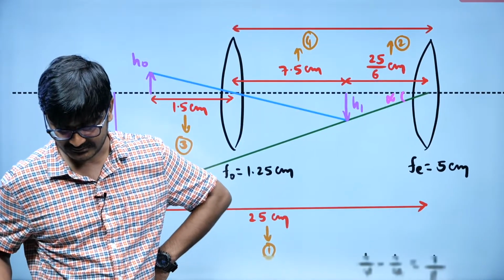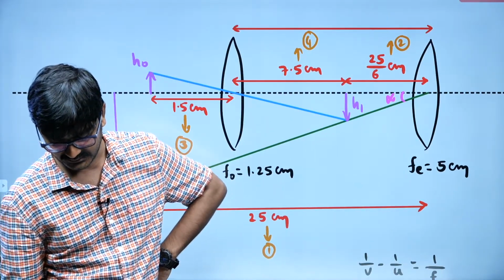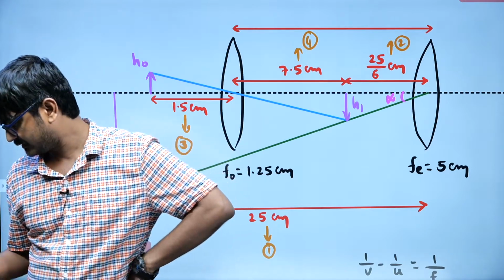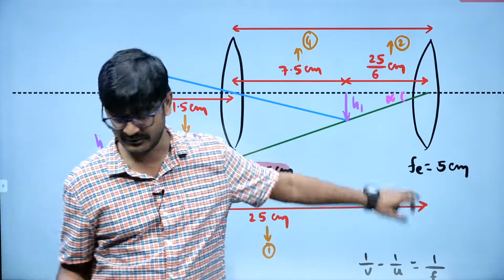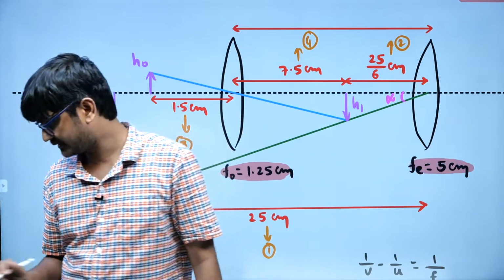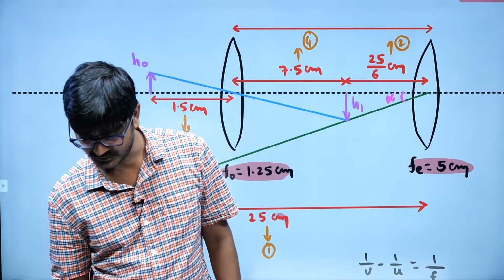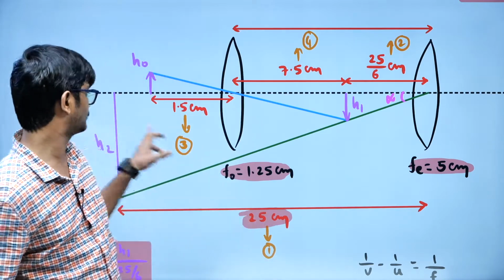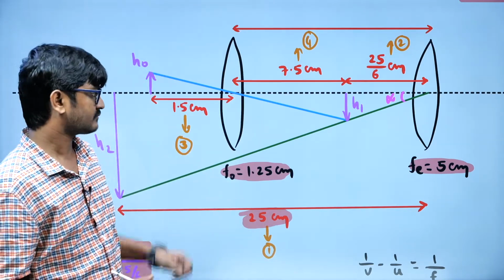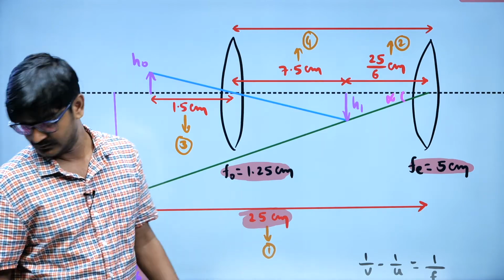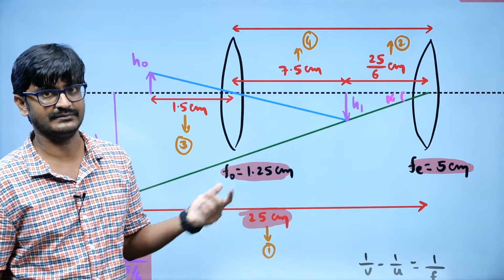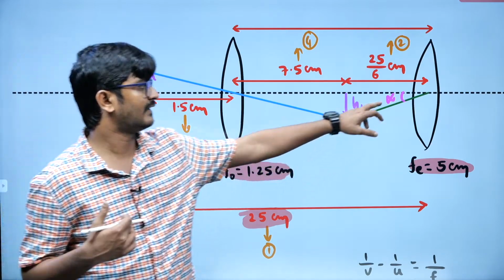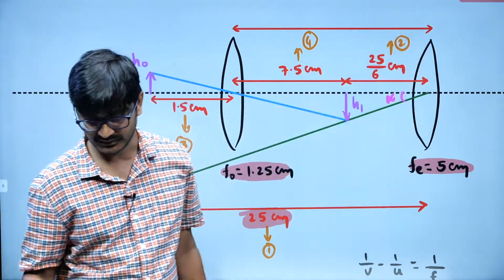I will just mark the things which have been given in the question. So what all things have been given? Objective focal length 1.25 centimeter is given in the question. Eyepiece focal length 5 centimeter is given in the question. And we are taking near point adjustment, so 25 centimeter. The final image has to form at 25 centimeter. And it is 30 times, so the angle subtended alpha is 30 times the old one. This is given in the question.